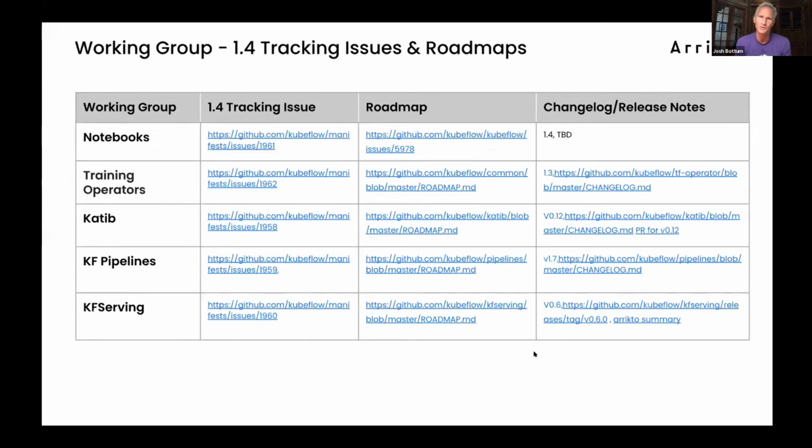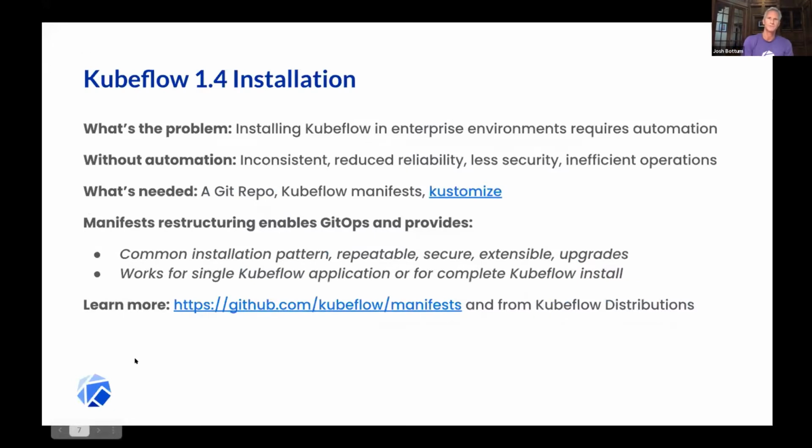For those of you who are keeping score at home, you do have tracking issues for each of the working groups that are delivering in 1.4. You have the roadmaps posted, and you'll have what they actually delivered in change logs or release notes. And Jimmy did a very nice summary of what was delivered in KF Serving recently. And I advise you to look at those and track that progress using those various links.